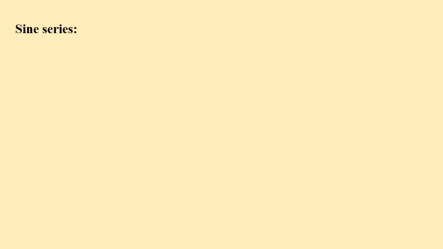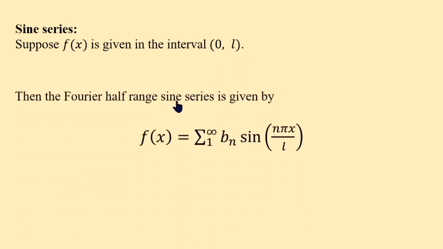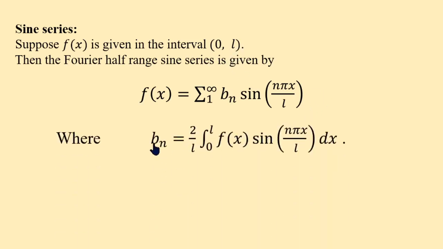Now, you already know what a sine series is. If f of x is defined in the interval 0 to L, then the Fourier half range sine series is given by f of x equal to summation bn sin n pi x by L. L means the length of this interval. And how to find bn? That is 2 by L, integral 0 to L f of x sin n pi x by L dx.